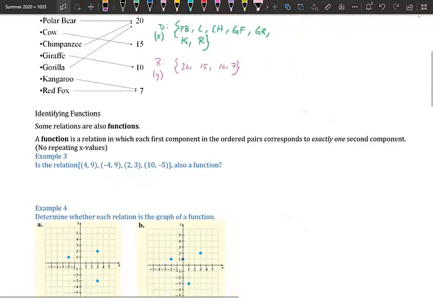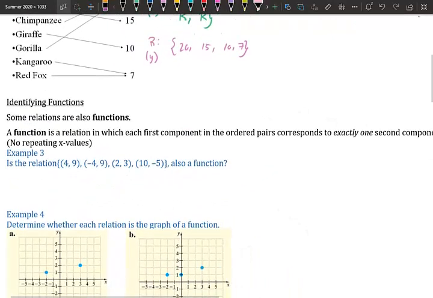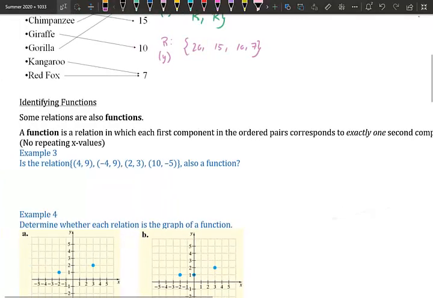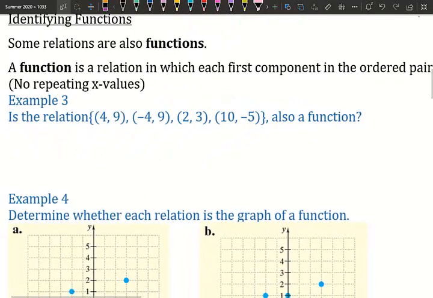Identifying functions. So some relations are also functions. A function is a relation in which each first component in the ordered pair corresponds to exactly one second component. So what the heck does that mean? No repeating x values. So as long as x is different, it's a function. It has to be different though.